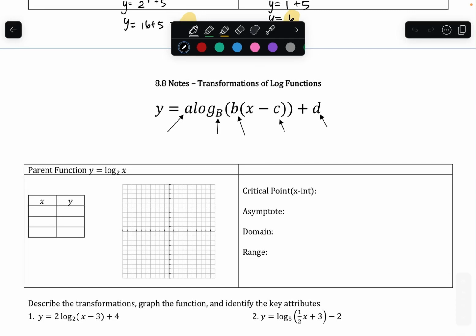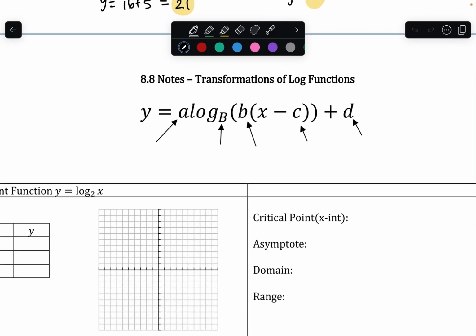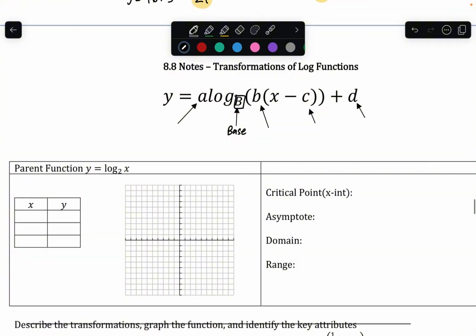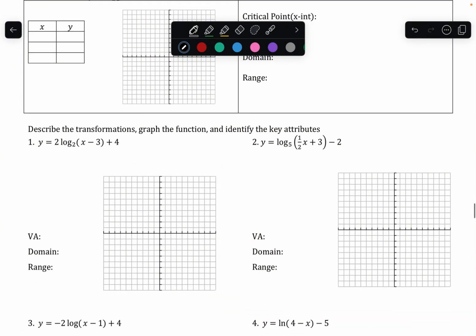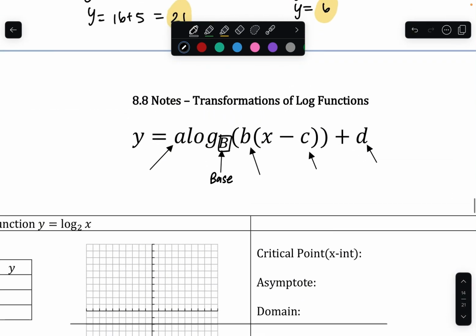All right, in this lesson, we are going to graph log functions using transformations. And so first off, this is transformation form. If you see an equation like this, the subscript here is just the base. It is not a transformation, it is not a reflection, it's just the base of your log. So we are going to look at log base 2, but we're also going to look at log base 5. And so being able to identify the base is very, very important for this.